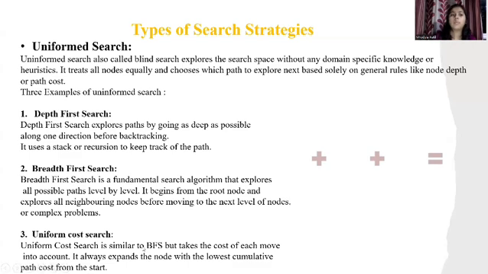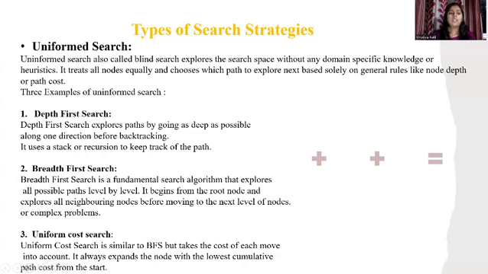There are three examples of uninformed search. First one is depth-first search, also called DFS in short form. Depth-first search explores a path by going as deep as possible along one direction before backtracking. It uses a stack or recursion to keep track of the path.